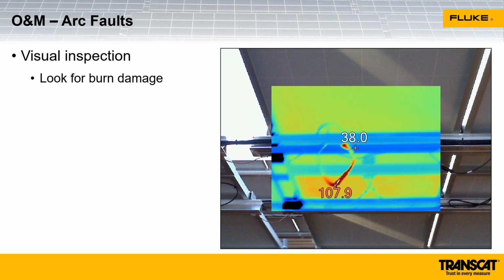We want low resistance when our 2 modules are plugged together. If we have high resistance there, it's going to eventually lead to an arc fault. That arc fault will eventually burn itself out, so you can look for burn damage there.